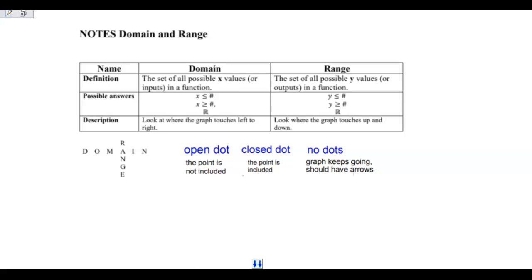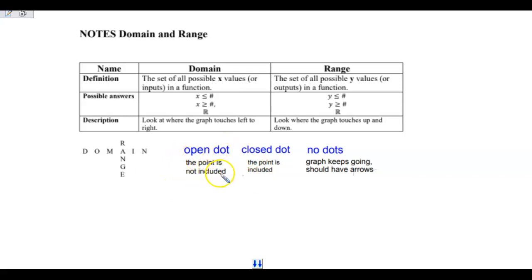It's kind of like a mind trigger. Domain goes left and right. Those are your x values. And then your y values go up and down, or vertical. That's your range.